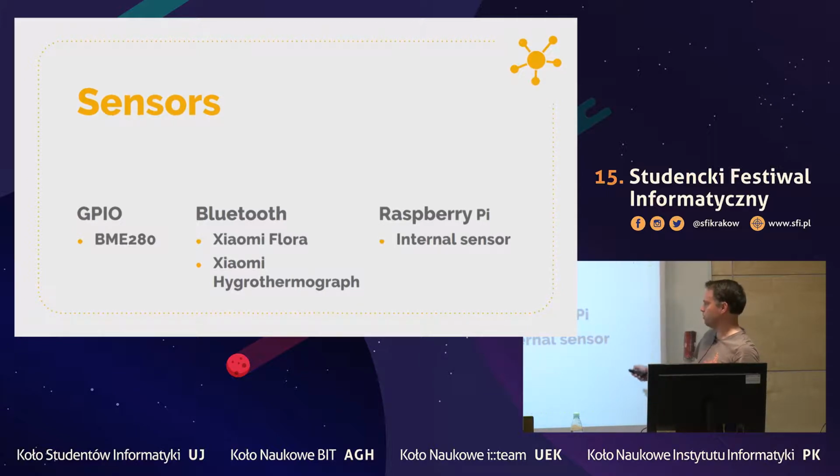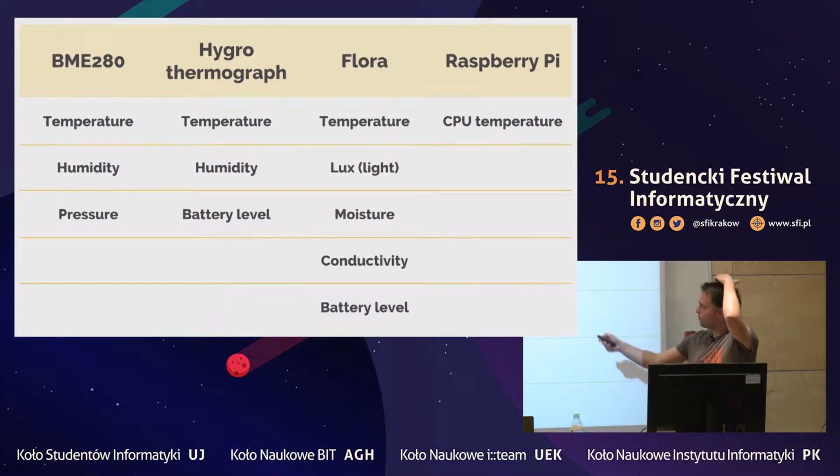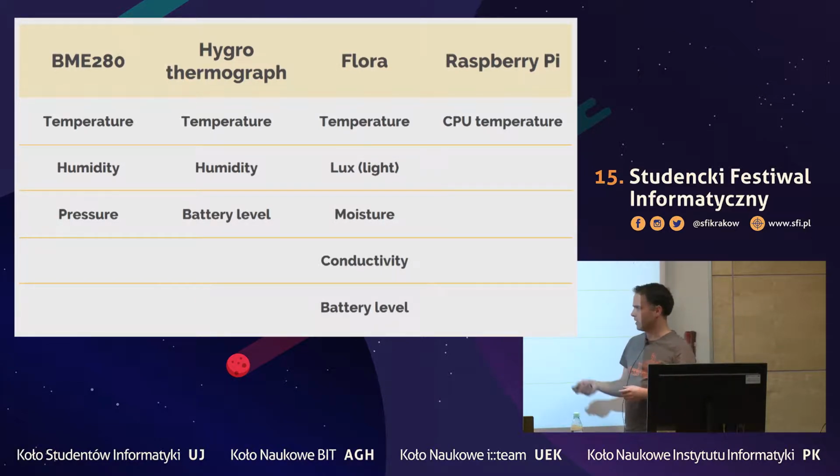The Raspberry Pi has an internal sensor, so it's in the Raspberry Pi itself. You cannot really see it with your eye. So what do they measure? This is basically what they measure per sensor. You see that there is quite a difference in the things that I can measure. For the Bluetooth ones, I can also measure the battery level so that I know when I need to replace the battery before it runs out.